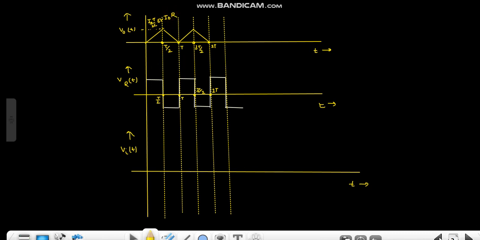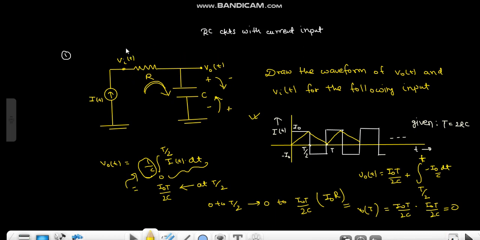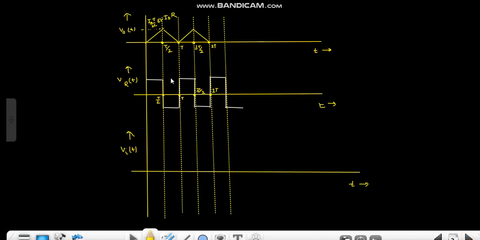Now talking about VR only. Not Vi(t), only VR(t). So it is basically the voltage across the resistor only. So what would be the voltage across the resistor? Voltage across the resistor VR(t) is equal to iR(t) into R. And iR(t) is i(t) only. So whatever the current is flowing through the resistor, if we simply multiply the current with resistance R, we will get the voltage across the resistor. So VR(t) would look like this only, and the magnitude will be I naught R and minus I naught R. So it's very simple.